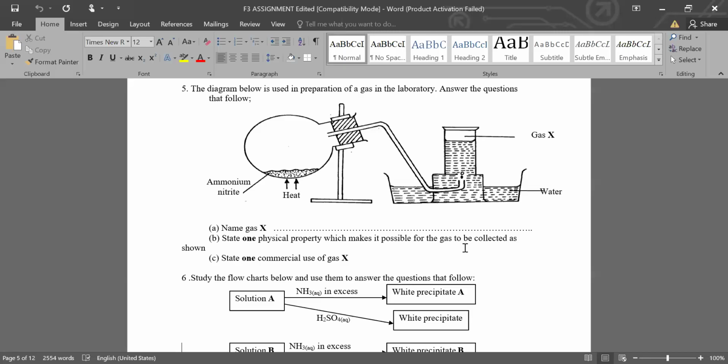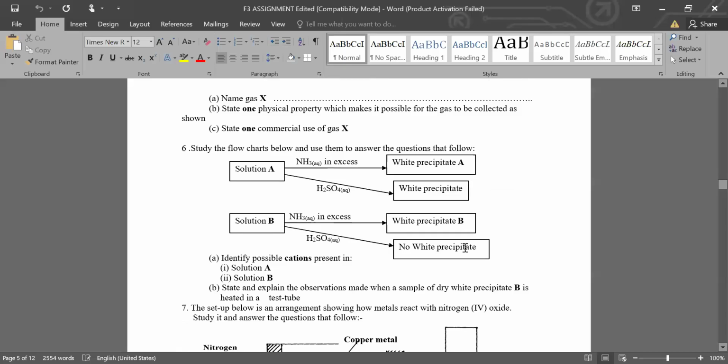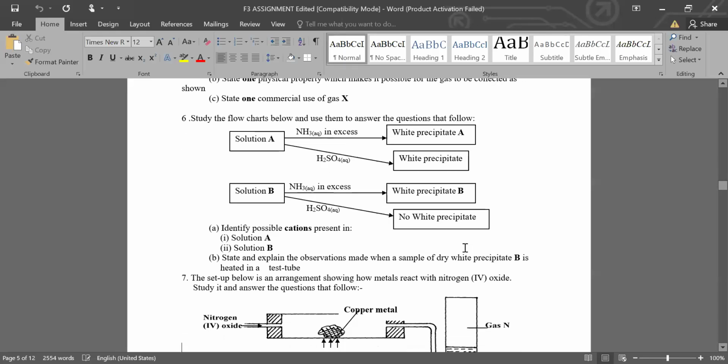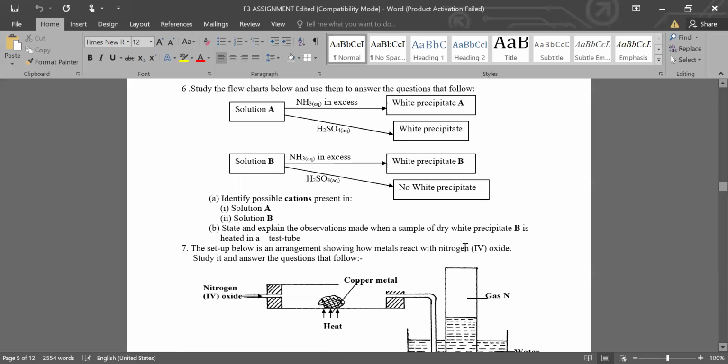We can move on to the next diagram. The next diagram is a question on a certain solution A. To solution A, excess ammonia is added in the first step, and a white precipitate is formed. Then, when dilute sulfuric acid is added, a white precipitate is also formed.